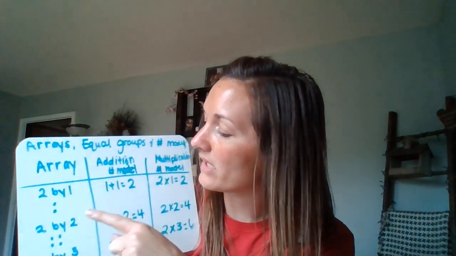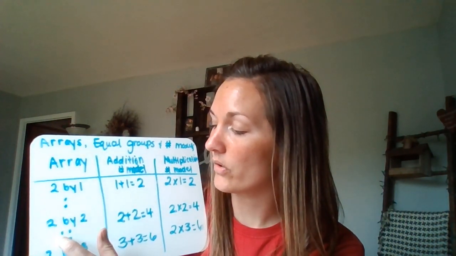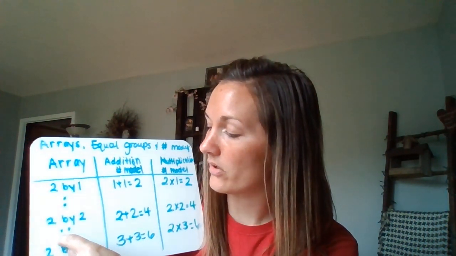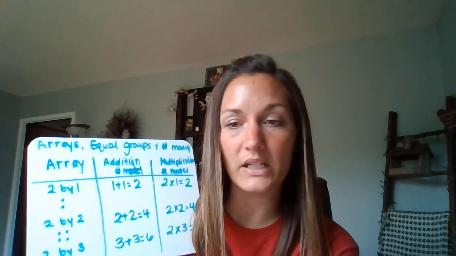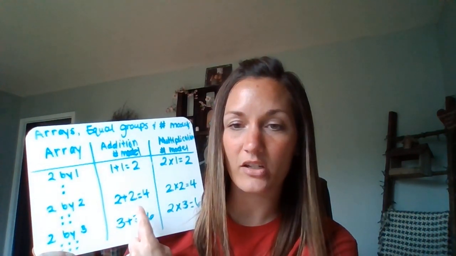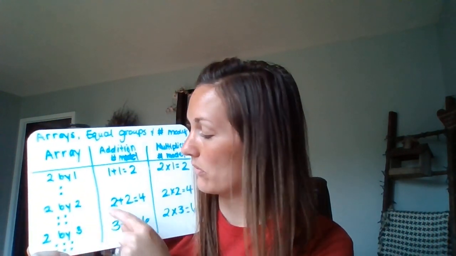Okay, then we would go to the next one that I have here. An array that would be a 2 by 2. That means we have 2 rows with 2 in each one. Then the addition number model would be 2 plus 2 equals 4. Do you notice that these are your doubles facts? Because they have to be two equal numbers, meaning the same, to equal what this would equal.